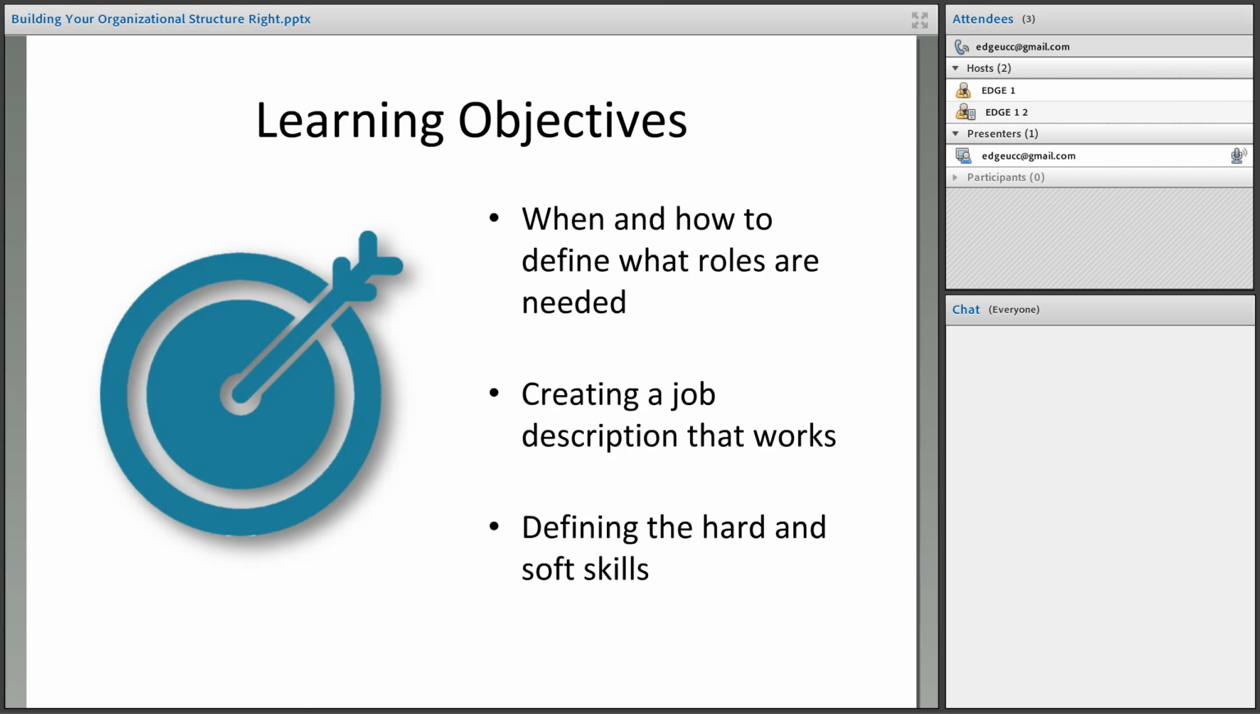There's a series of other things as well that a future webinar will address for you. However, today we're really focusing on these three main learning objectives. Number one is when and how to define what roles are needed.